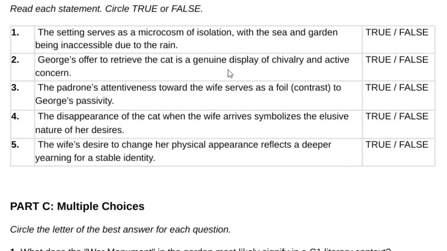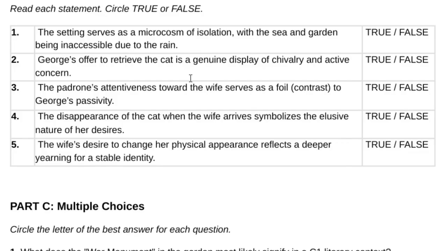The first one. The setting serves as a microcosm of isolation, with the sea and garden being inaccessible due to the rain. This is true. The rain makes the sea and garden inaccessible, trapping the couple inside.